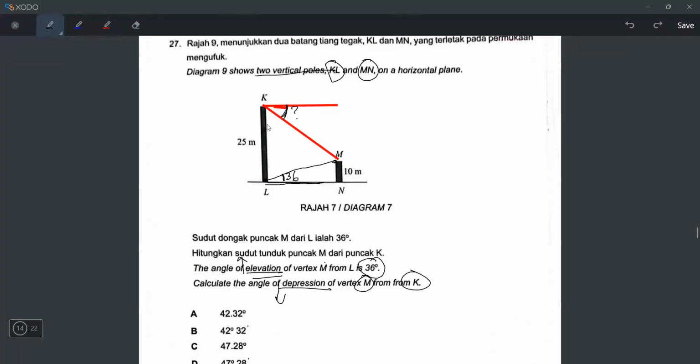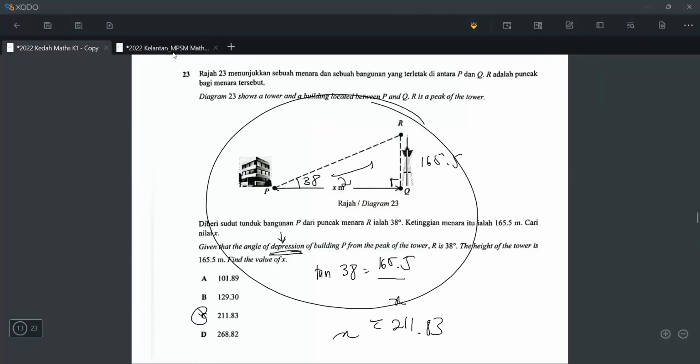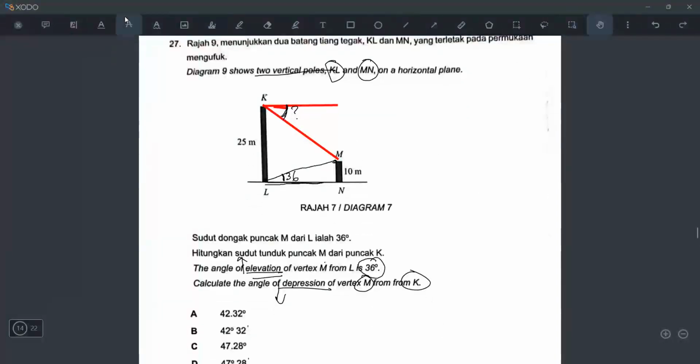But even in the Kedah paper, I explained this also. If you have a problem with this type of question, go to the Kedah video and watch the explanation for that question again. Which question is it? I forgot already. 2023. Just go there and watch it again.